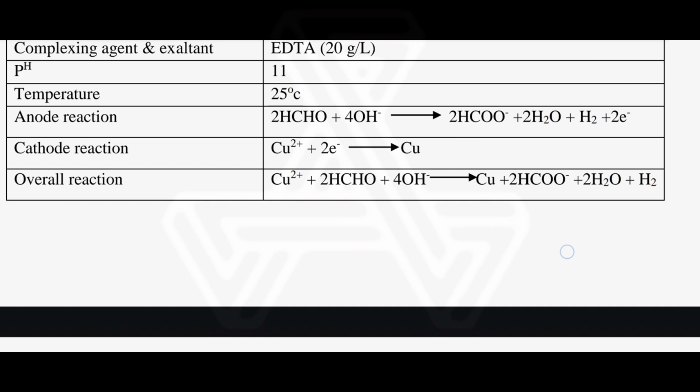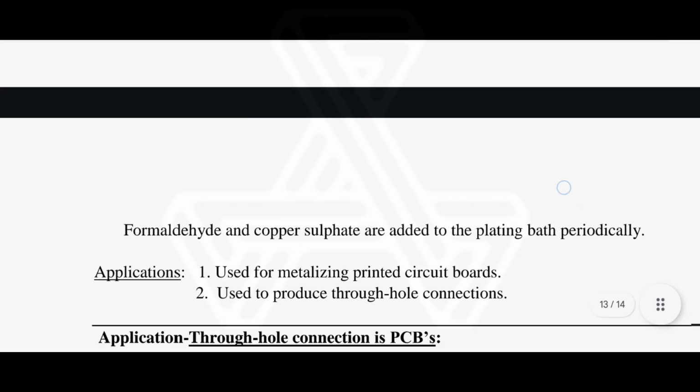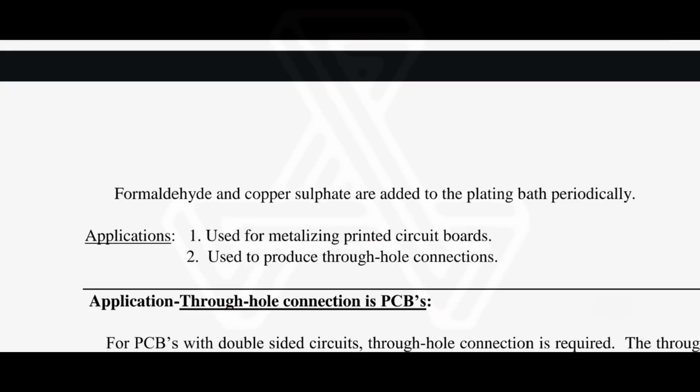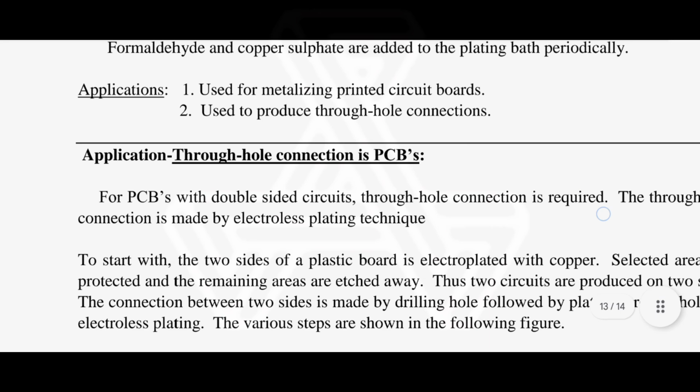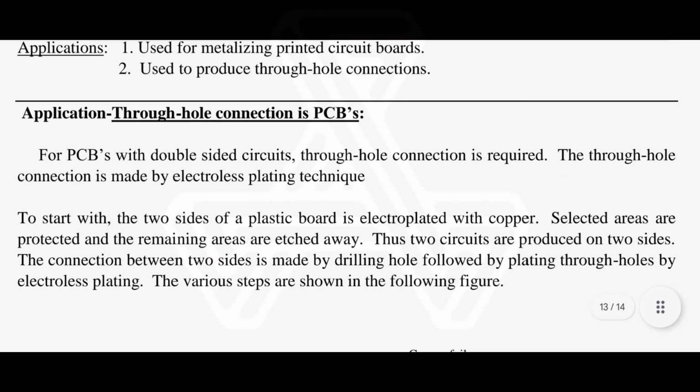Overall reaction: Cu2+ + 2HCHO + 4OH- gives Cu + 2HCOO- + 2H2O + H2. Formaldehyde and copper sulfate are added to the plating bath periodically. Application: used for metallizing printed circuit boards, and to produce through-hole connections in PCBs.